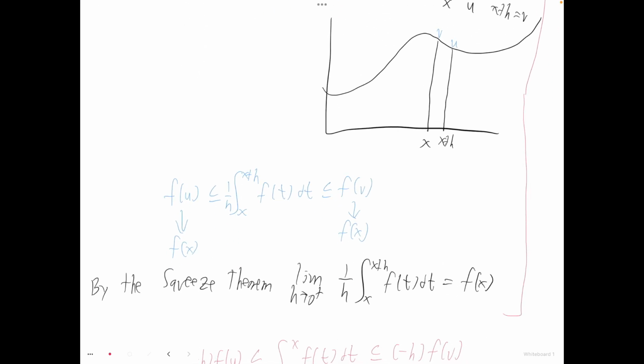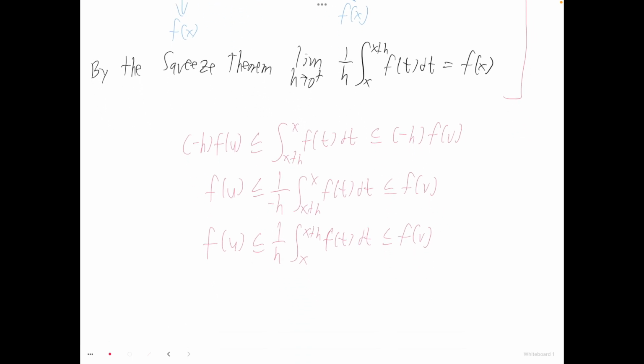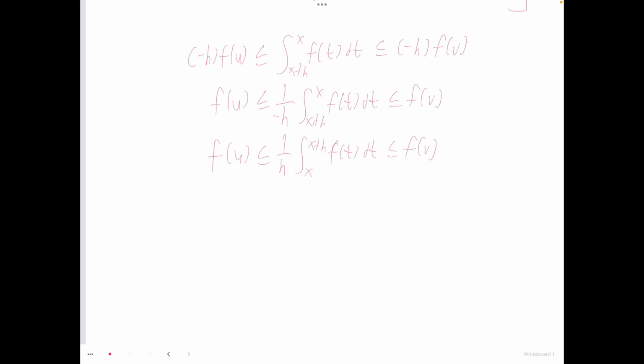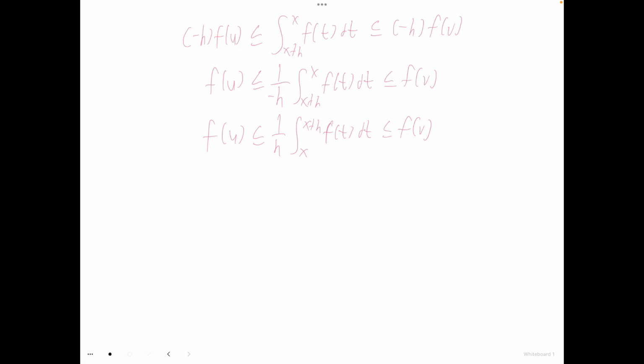follows the exact same way to get the limit as h goes to 0 from the left of 1 over h times the integral from x to x plus h of f of t dt equals f of x. I know I kind of skipped over that, but it's basically the exact same argument. You just have to pay attention to the negative. So what that then gives us is that the limits from both the left and the right are equal. So the limit as h goes to 0 of 1 over h times the integral from x to x plus h of f of t dt is equal to f of x.